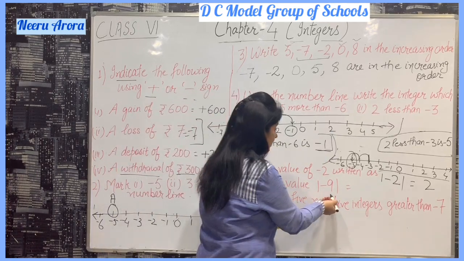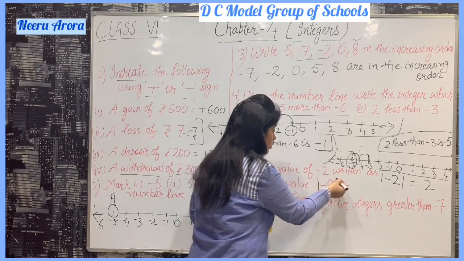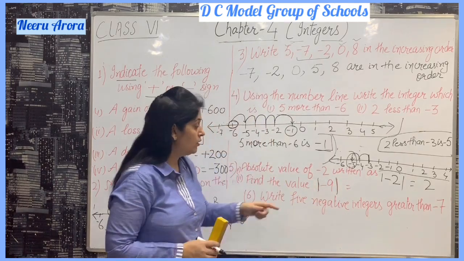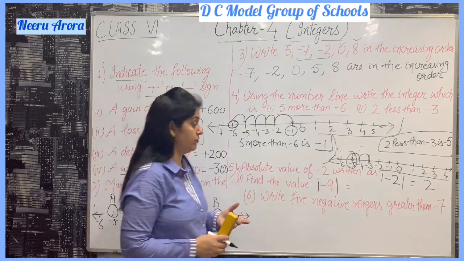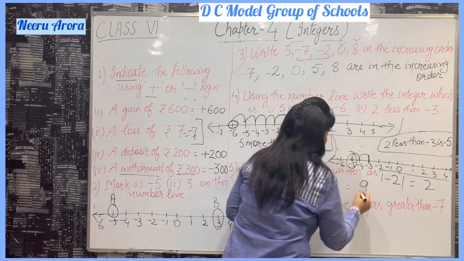Find the absolute value of minus 9. So we want to find the absolute value of minus 9. So it is 9 only, without sign.